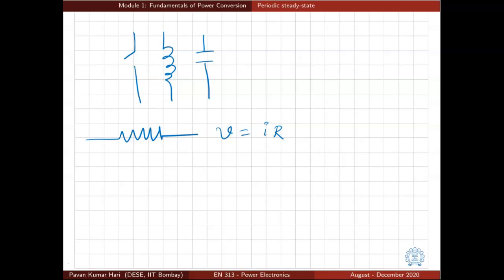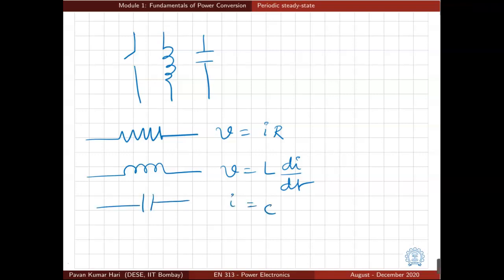But when the current through an inductor needs to be expressed in terms of the voltage across it, we use L dI by dt. So we are bringing in time here. Similar is the case with the capacitor, where the current through a capacitor I is equal to C dV by dt. It is good to indicate the current directions and polarities of voltages here. So this is how it is defined in the case of resistor, inductor and capacitor.